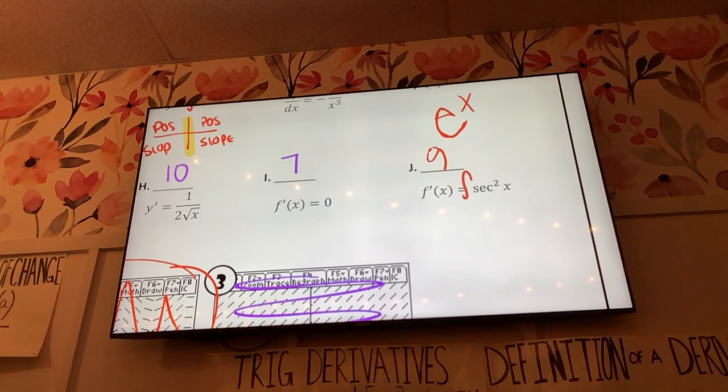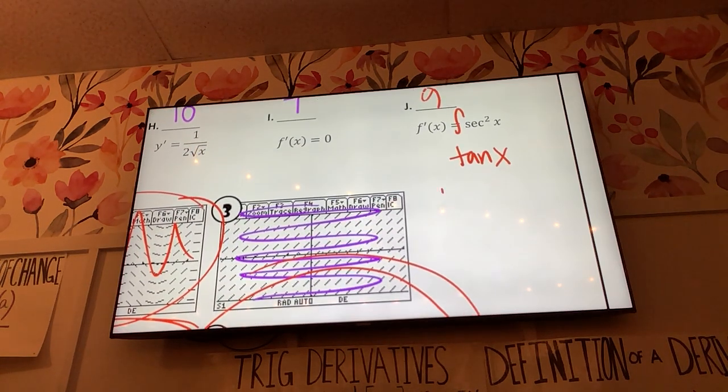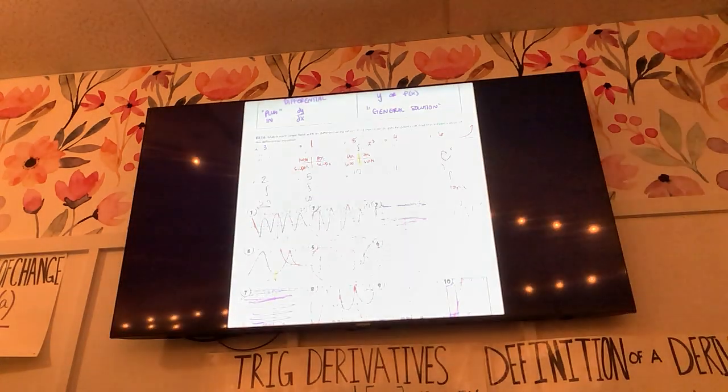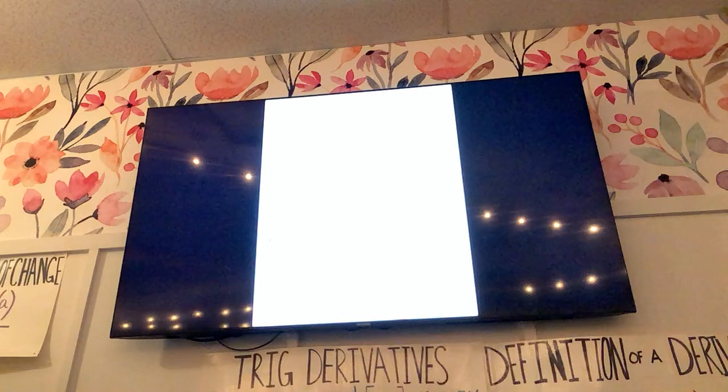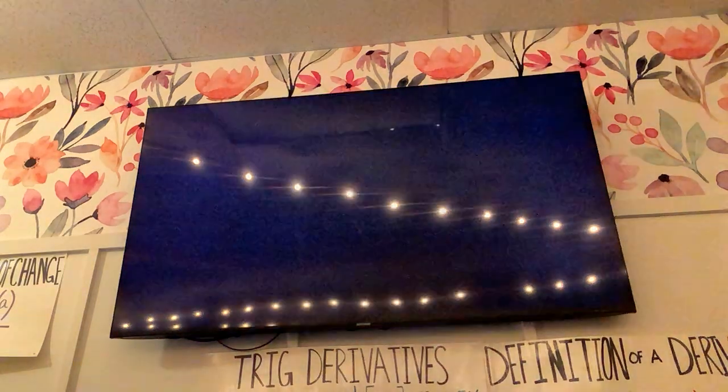What's the integral of secant squared? Tangent. Y'all remember what tangent x looks like? It's got all the asymptotes, and in between it's got the cubics, which is kind of what number 9 looks like. Okay, so that's all I'm doing today.